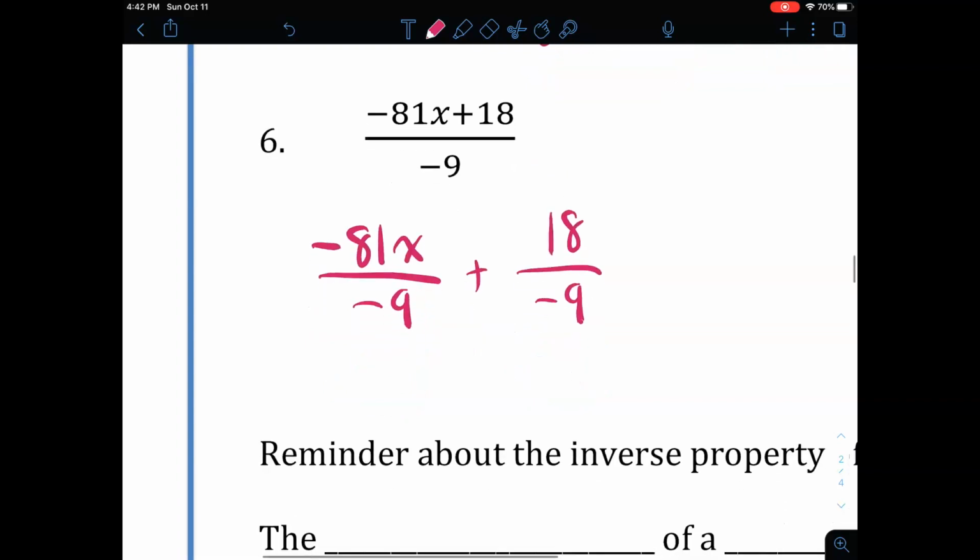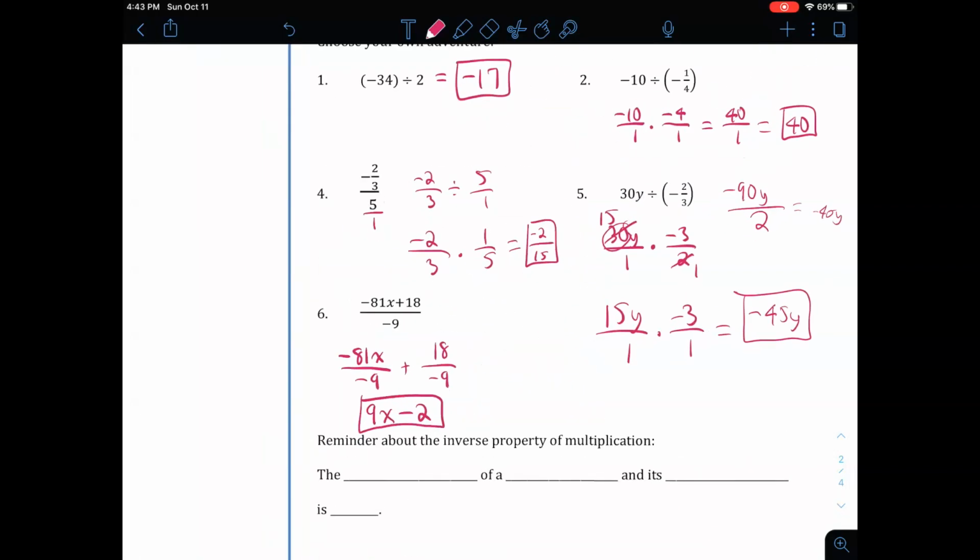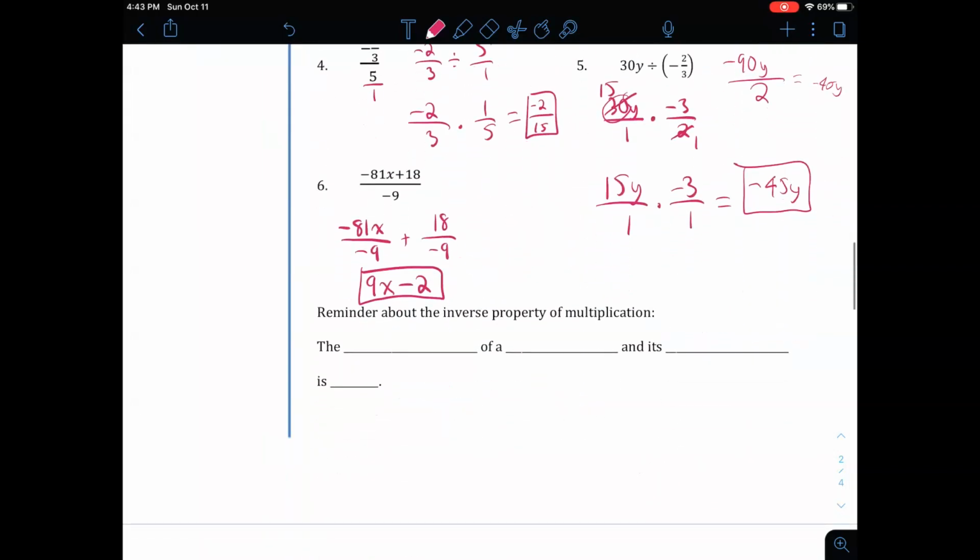But it's easier just to split it up here. So what's negative 81x divided by negative 9 going to be? That's going to be 9x. And what's 18 divided by negative 9? That's going to be negative 2. Are these like terms over here or no? They are not like terms. They do not have the same variable, same exponents. That's going to be your final answer for this one.